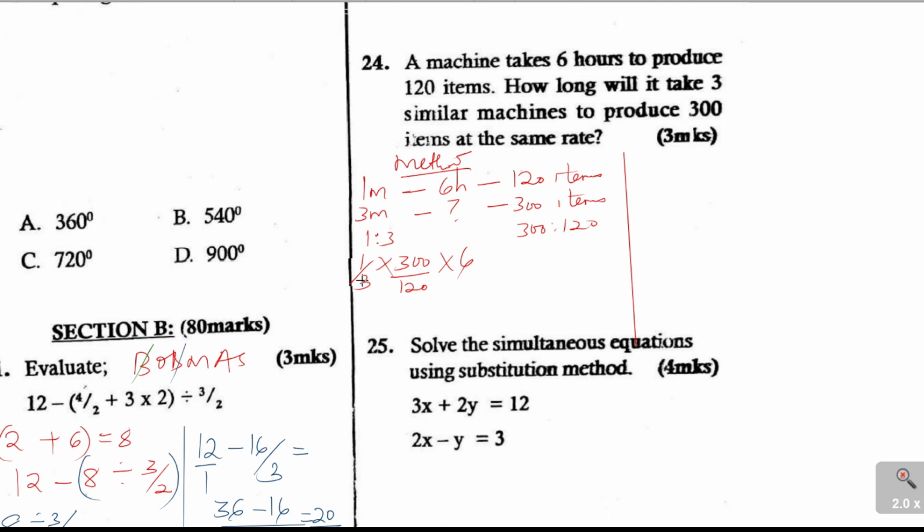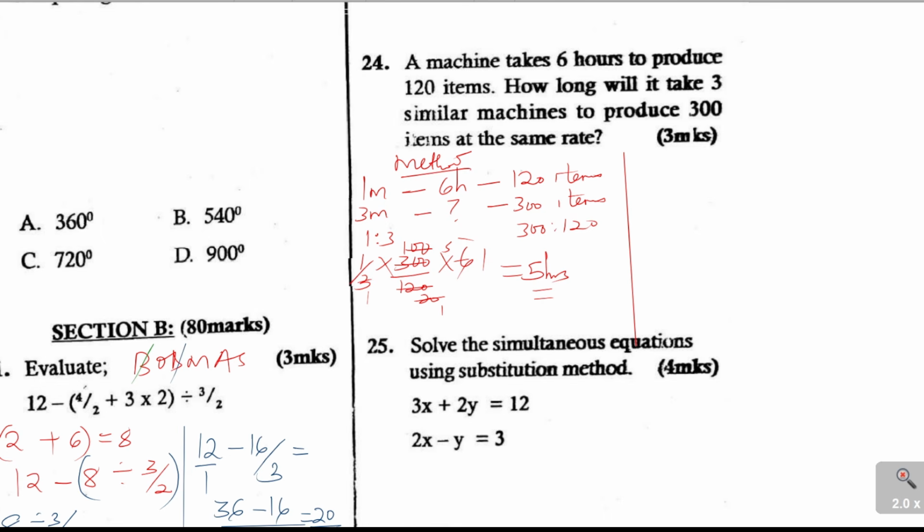By 3, 1. By 3, this is 100. Then 6 by 6, 1. 120 divided by 6, you get 20. Then we have 100 divided by 20. That will give exactly 5 hours. So that is the first method.